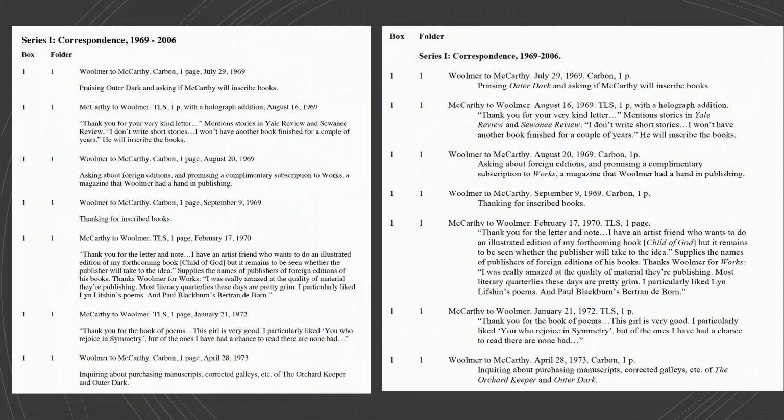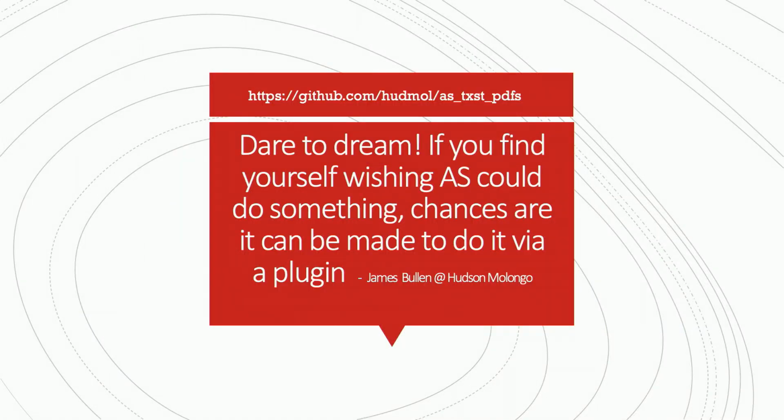And one more visual. The left is the Hudson Molonglo PDF. The right is our original finding aids. So again, very, very similar. We reached out to James Bowling at Hudson Molonglo, and we asked him if there was anything he would want archivists to know about, and he came up with this amazing quote. Also, please note the GitHub link at the top. Please feel free to adapt it to your needs because we are extremely happy with it.